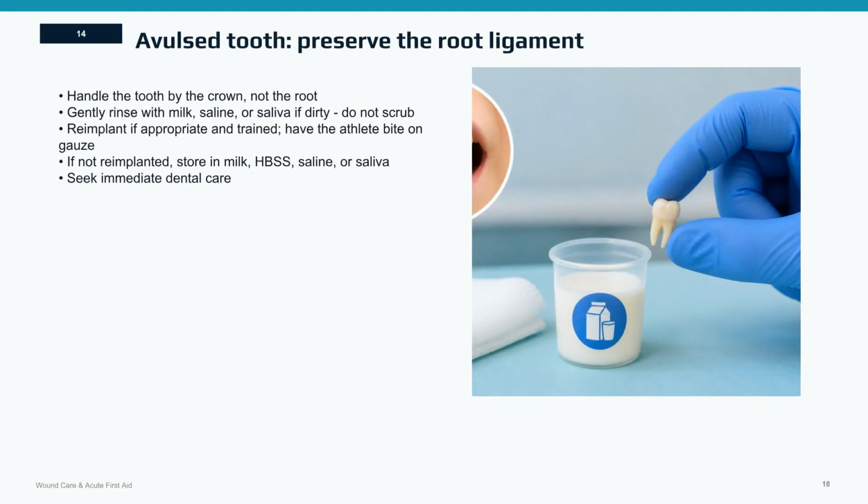For an avulsed permanent tooth, handle it by the crown, not the root, to preserve the root ligament. Gently rinse if dirty, and reimplant only if trained and appropriate. Otherwise, store the tooth in milk, saline, or saliva, and seek immediate dental care. Never store an avulsed tooth dry.